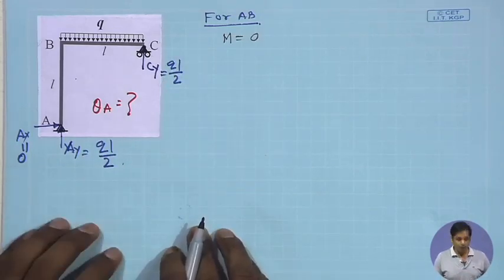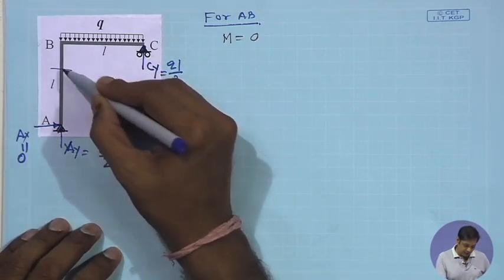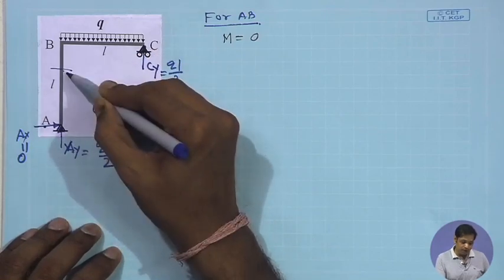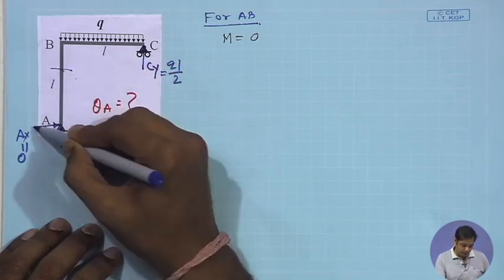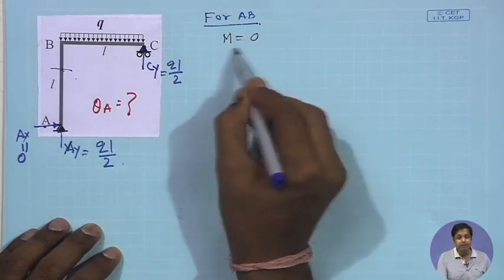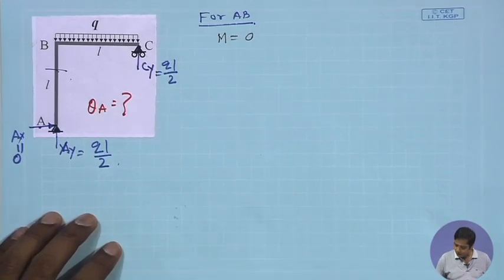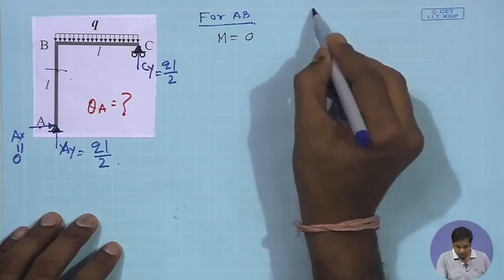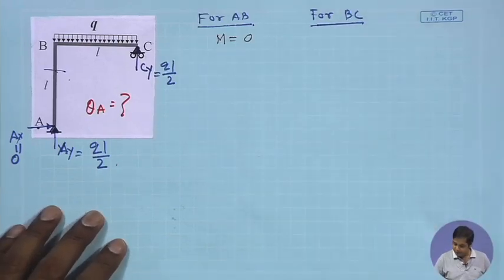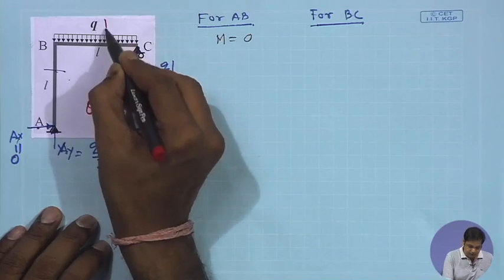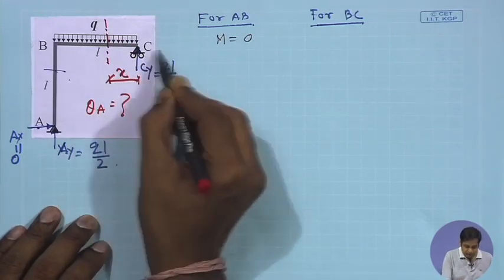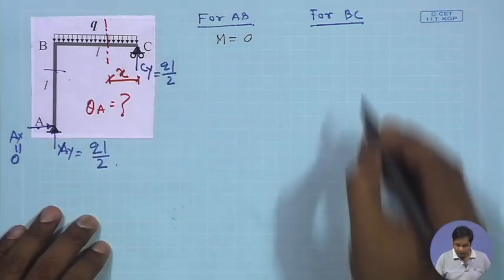Now, if we take any section here, then at this section AX is equal to 0. If we take moment here, AY will not contribute because AY is passing through that point, AX is anyway 0. So, the moment will be 0. So, between A and B the moment is 0. Now, what is the moment for BC? For BC, if we take any section at a distance x, measured from C, and draw the free body diagram of this.